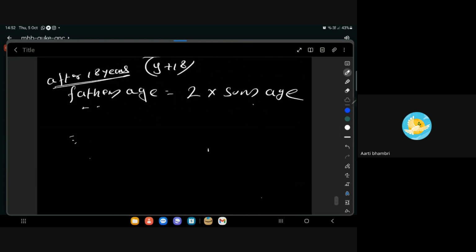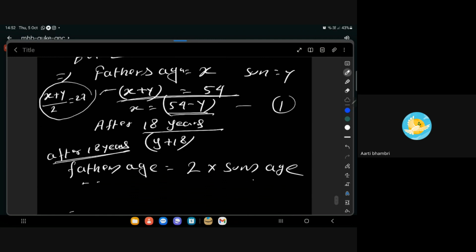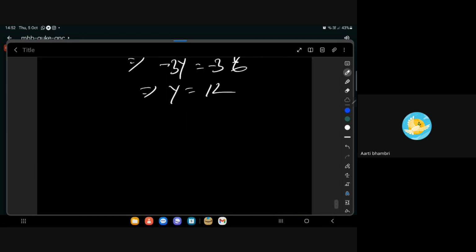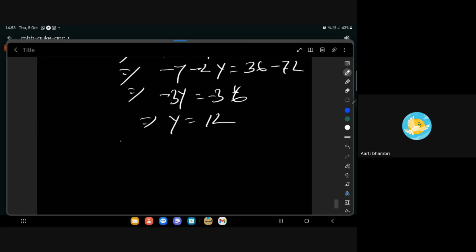See, presently their average age is 27. X plus y equals 54, since the present average age is 27. So x plus y is 54. Therefore, x equals 54 minus 12, which is 42 years.